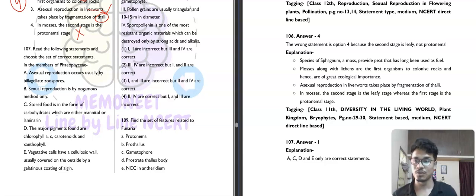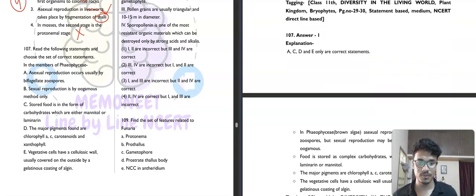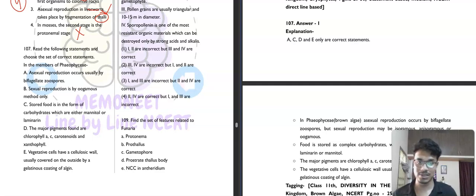Read the following statements and choose the correct set of statements. We will talk about this. So it is saying that we have to find the correct statements first, right? In members of Phaeophyceae, asexual reproduction occurs usually by biflagellated zoospores. In Phaeophyceae, that means brown algae, asexual reproduction occurs by biflagellated zoospores, but sexual reproduction may be isogamous, anisogamous or oogamous. This is correct, but this is not correct.